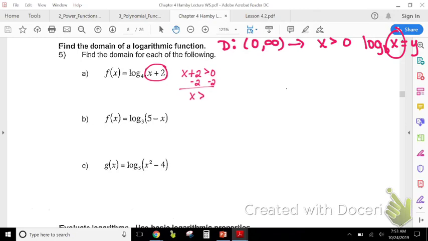So then x is going to be greater than negative 2. Now, how would I write that in interval notation? Because that's the way we like to see domain, right? Yeah, negative 2 to infinity. Is negative 2 going to have a parenthesis or a bracket? Parenthesis. And so there's our domain.